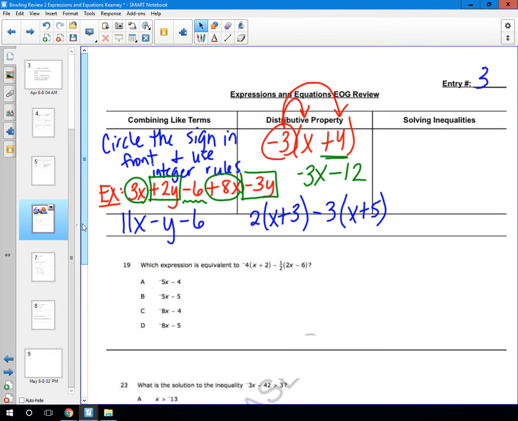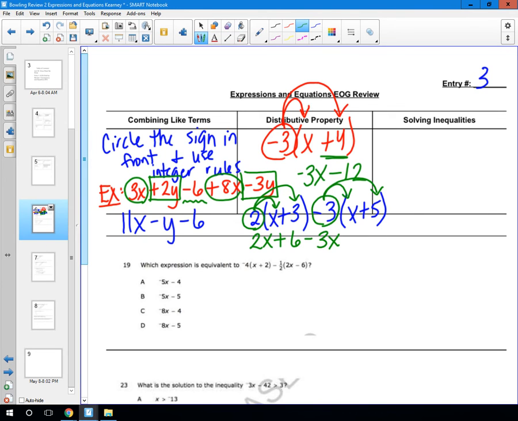Okay? You want to make sure you know that this 2 is being distributed to everything in its parentheses. And this 3, what do you see that's in front of the 3? It's a minus. So that's a negative 3 that's being distributed to everything inside. Okay? So we would have 2x plus 6. And then negative 3 times x would be negative 3x. So we bring down minus 3x. And then negative 3 times positive 5 would be negative 15, so minus 15. And then, of course, from there, you could combine like terms.